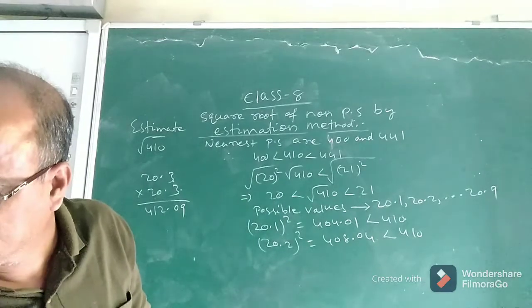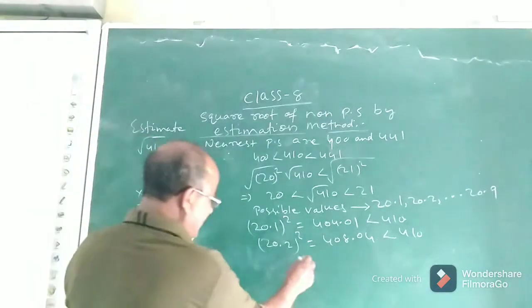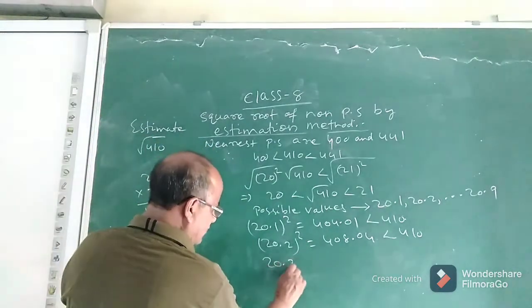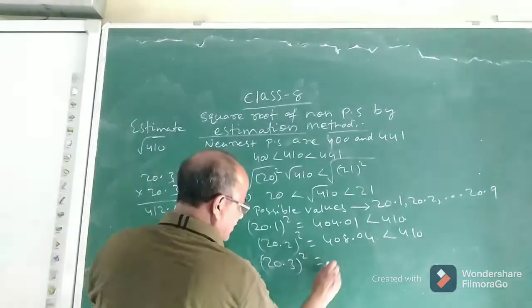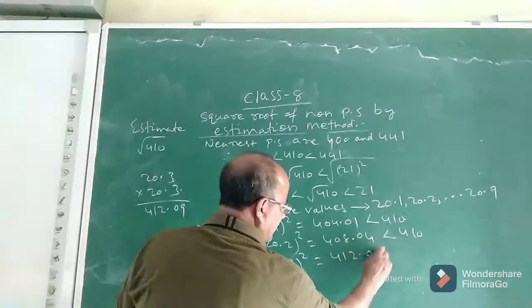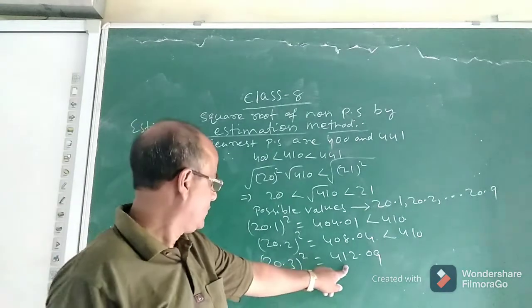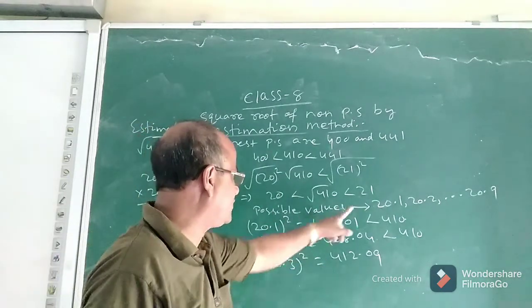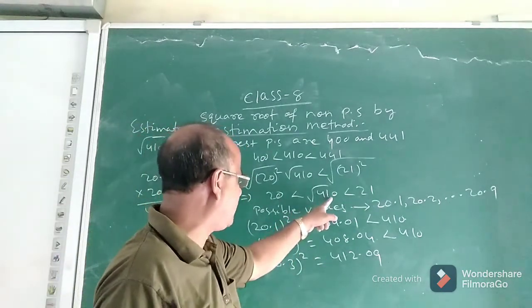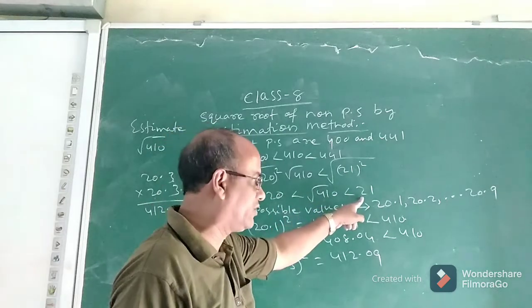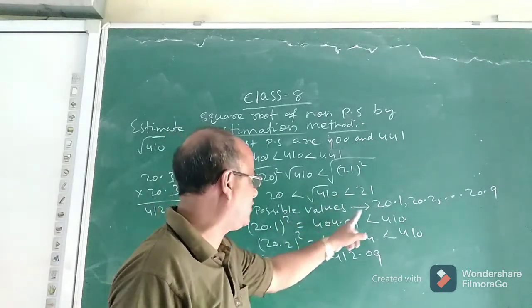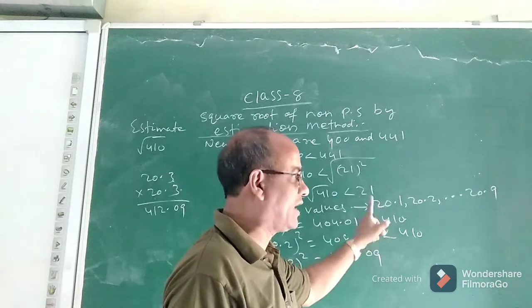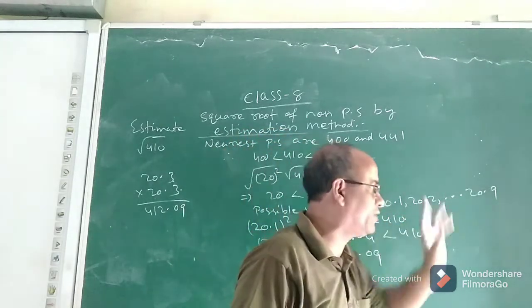412.09. Yes, 412.09. So 20.3 squared will be 412.09. See, children, firstly, the square root of 410 lies between 20 and 21. So definitely the possible square roots are either 20.1, 20.2 up to 20.9.